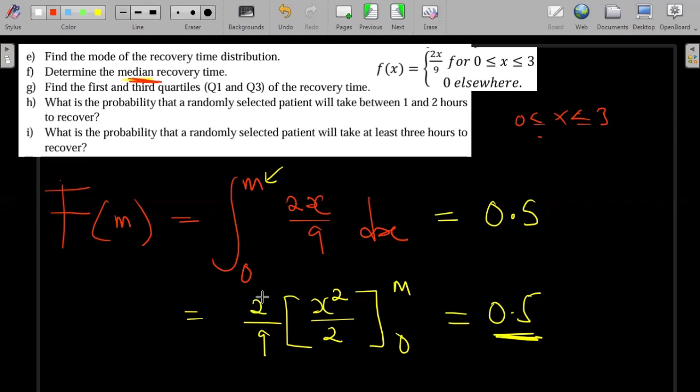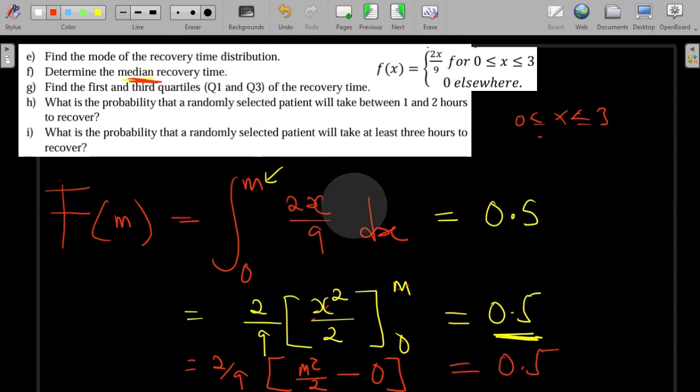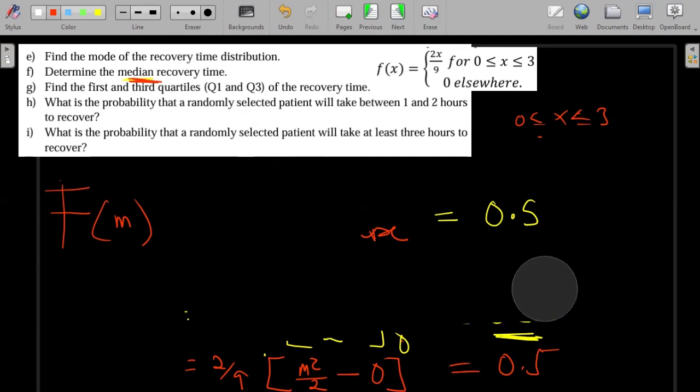Okay, and then from here, these two and these two will cancel. I'm going to remain with x squared over 9. Or maybe we substitute first. So we have 2 over 9, and inside here, where there's x we put m, so it will be m squared divided by 2, minus, where there's x we put 0, which just gives 0. So this should equal 0.5. Let's try to solve for m now.